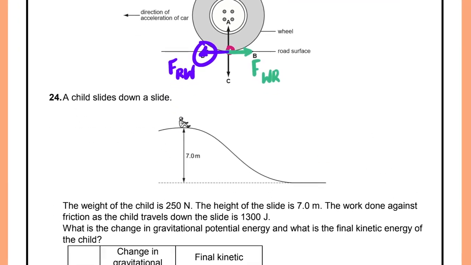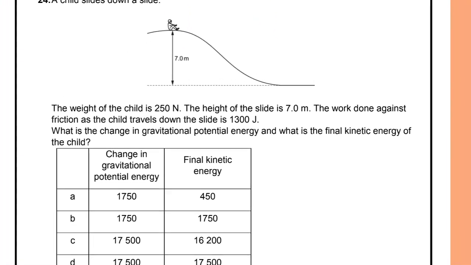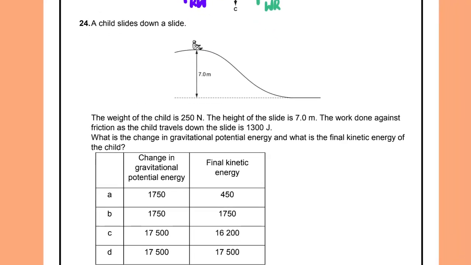Question 24, a child slides down a slide. The weight of the child is given. Height of the slide is also given. Work done against friction as the child travels down the slide is 1300 joules. And we know that work done against friction basically takes away energy from our system. What is the change in GPE? What is the final kinetic energy of the child?